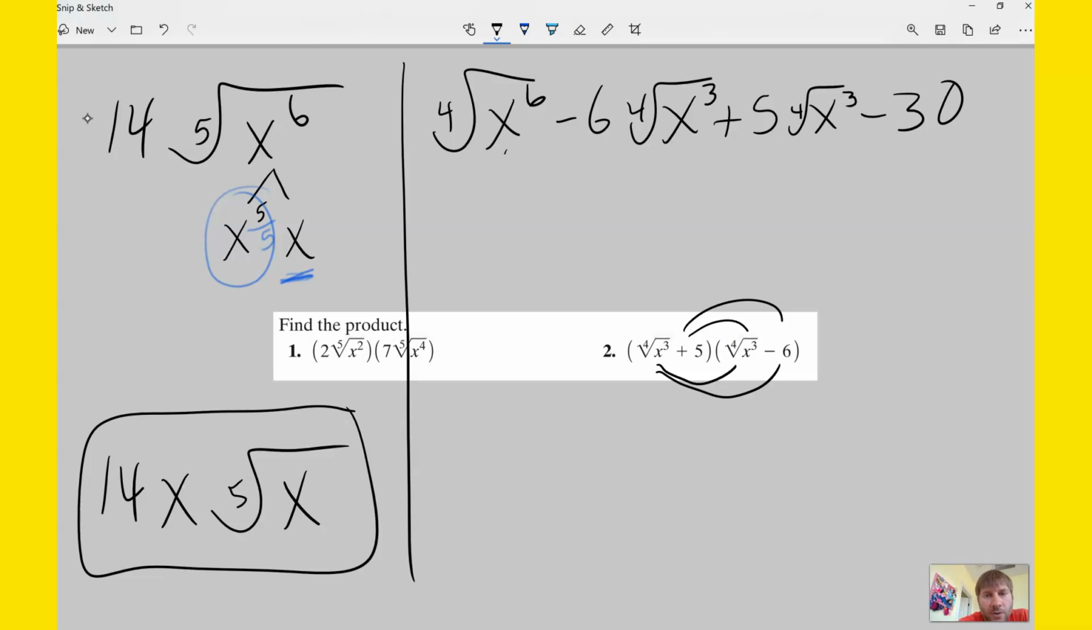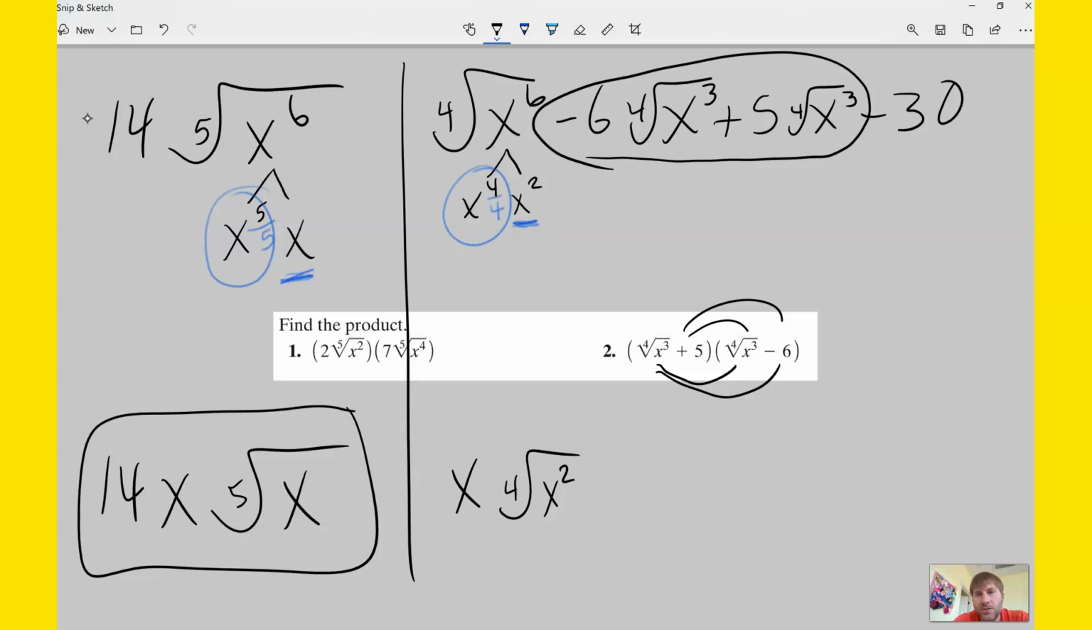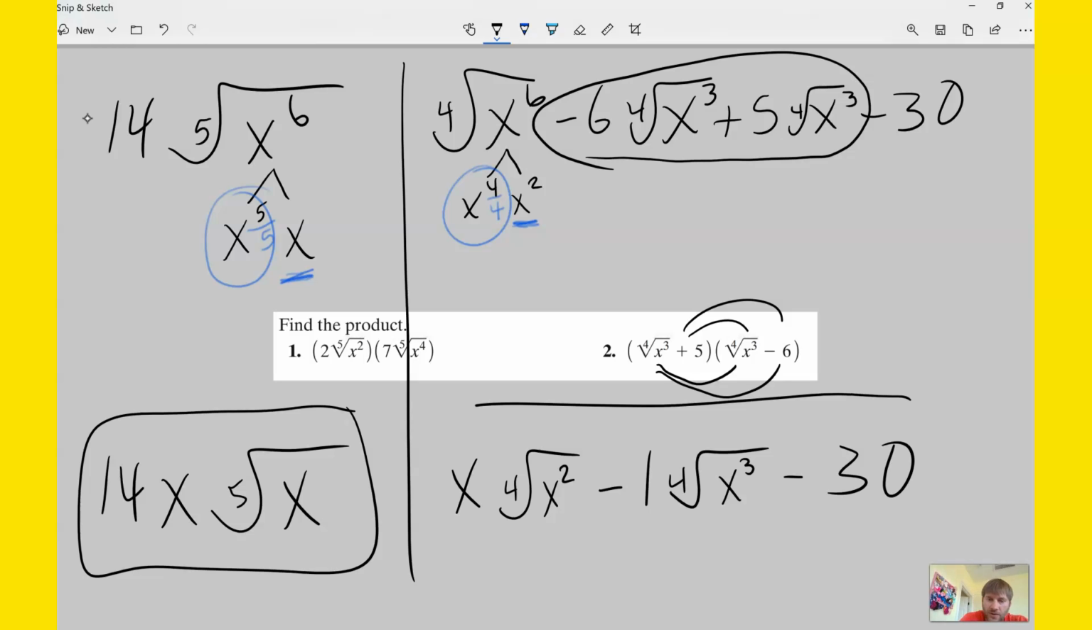This will break down. I'm going to break that down to x to the fourth and x squared. And the 4 will come under that 4 and make that come out. This will stay underneath. So that's going to be x on the outside and x squared on the inside. And then, are these like terms? I believe they are. So negative 6 fourth root x cubed plus 5 fourth root x cubed makes negative 1 fourth root of x cubed. And then minus 30. And nothing else is alike. So this is my final answer.